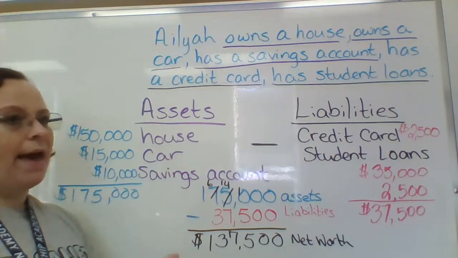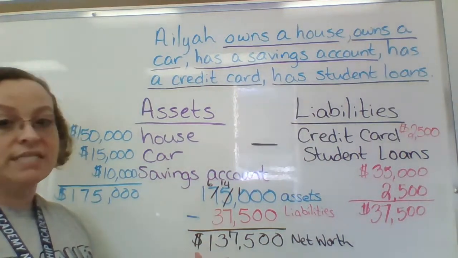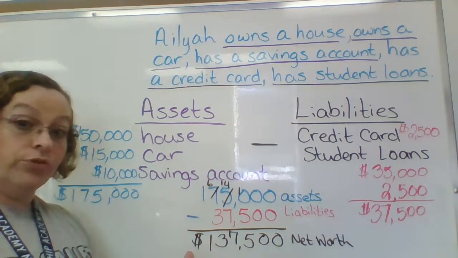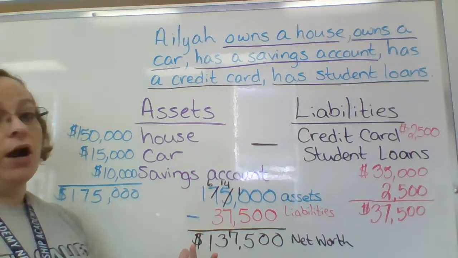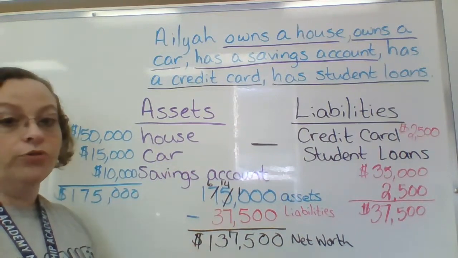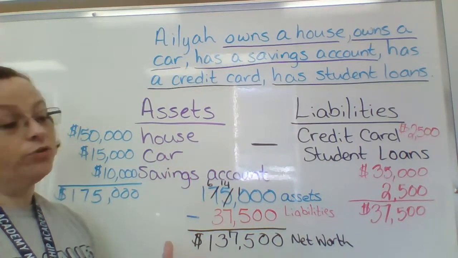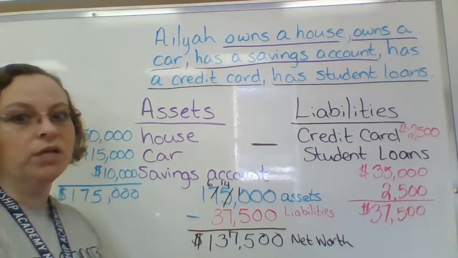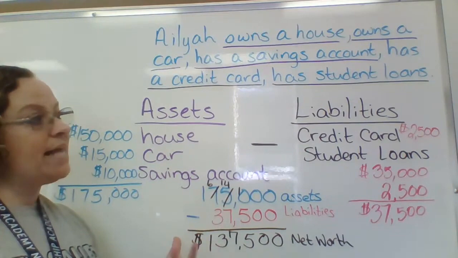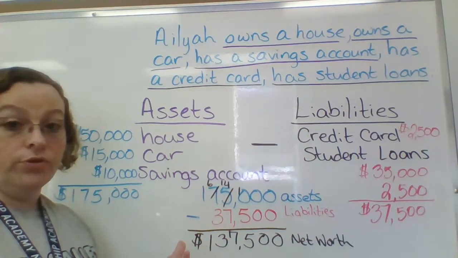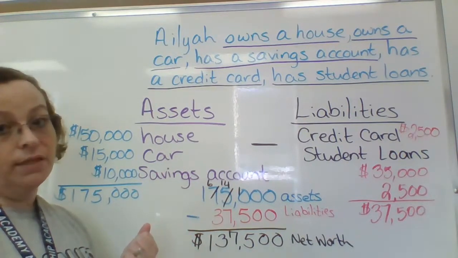Now, some of you are like, well, why does it matter? Well, this matters because if you go to get a loan, this is what the banks use to decide whether or not you have enough net worth to be able to afford a loan that you want. Let's say Aaliyah wanted a bigger house. Does she have enough net worth to afford a bigger house? Or let's say she wanted a new car. Does she have enough net worth to get a new car? And if so, how much of a new car? How much can a new car be? Okay, so that is how you do your net worth. You have to be able to figure out your assets. You have to be able to figure out your liabilities.